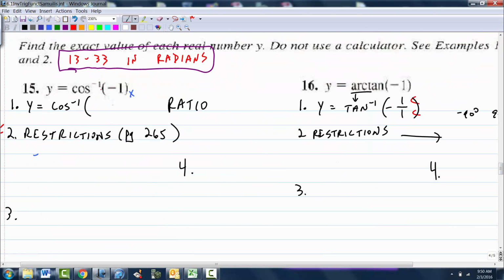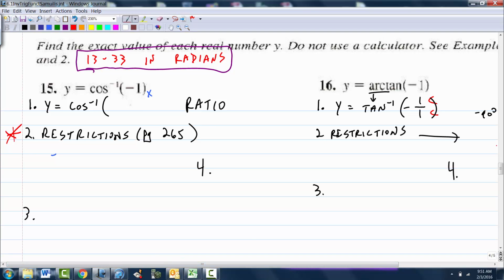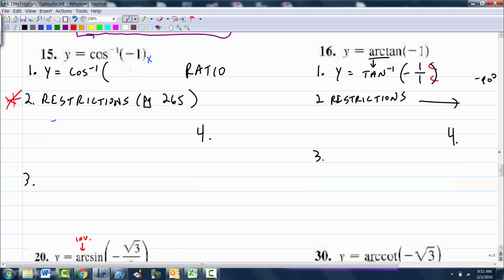When a question is worded like this, y equals the inverse cosine of -1, or y equals arctan of -1, the restrictions are in action. When we start lesson 6.2, I'll tell you why this is no longer applicable, because we're doing a different type of question. So 6.1 is its own little standalone section. So what I have to do is worry about the restrictions.